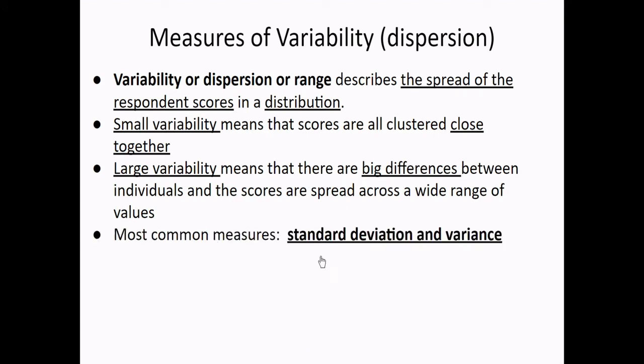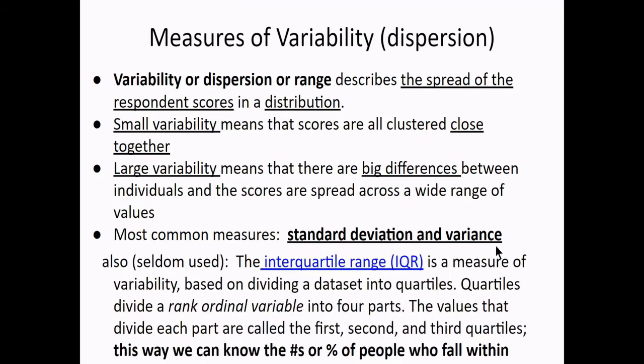There are two common measures that are typically used for interval-level and ratio-level variables only: the standard deviation and the variance. Sometimes something called the interquartile range is also used, which I believe your textbook mentions. It's a measure of variability based on dividing a data set into quartiles. Quartiles divide a rank-ordered variable into 4 parts, and the values that divide each part are called the first, second, and third quartiles.